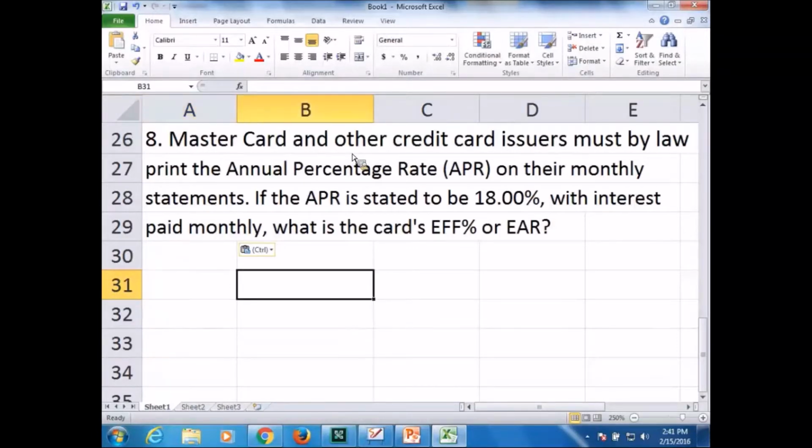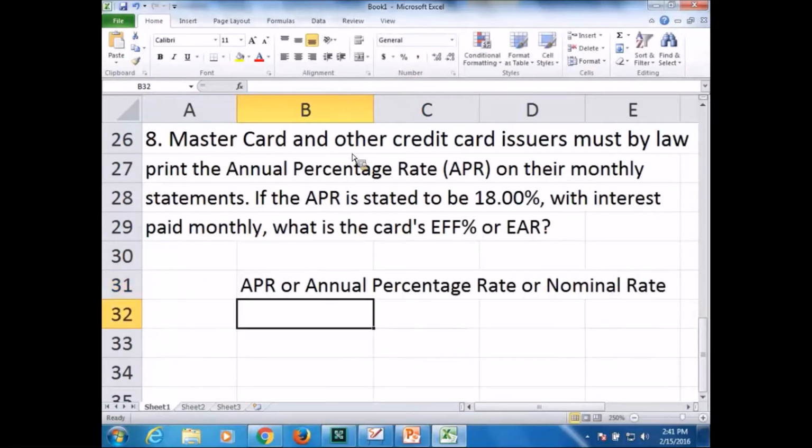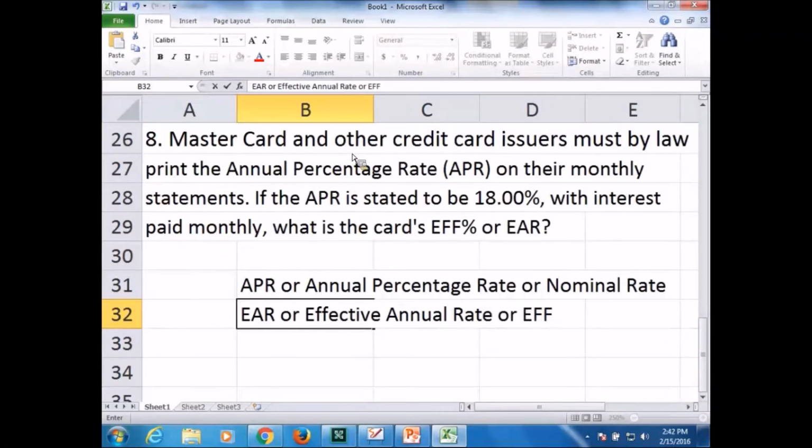So banks will quote to you the APR, or annual percentage rate, or nominal rate. This is the one, exactly. Our goal is always to find the EAR, or effective annual rate, or you're going to see sometimes in the book they call it EFF. So this is our goal. We want to find the effective rate. That's the question. How do we do that?